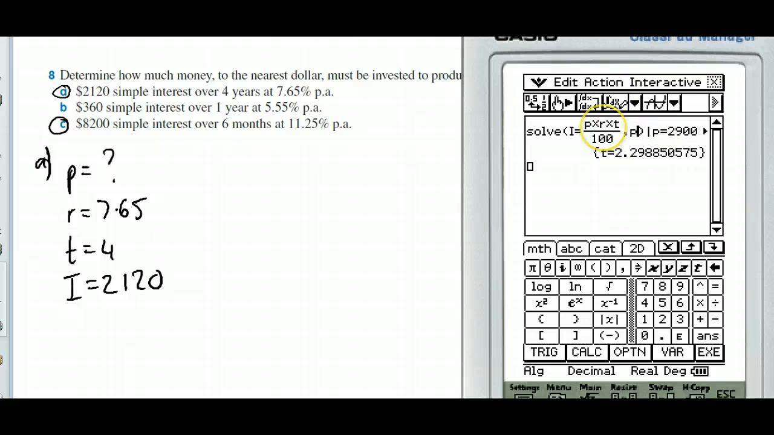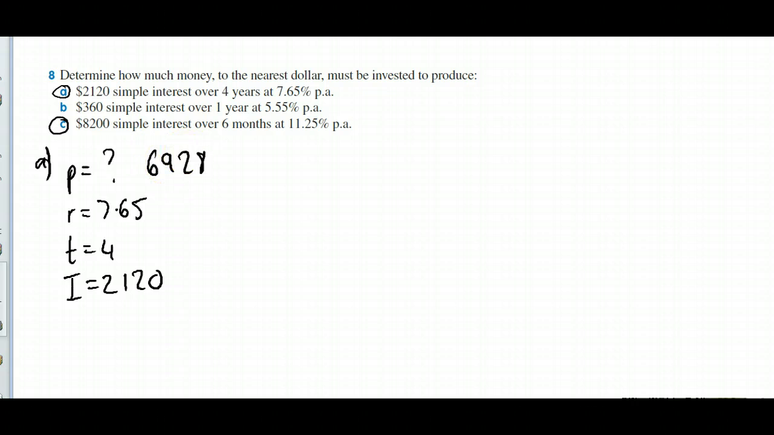Change the focus to P, and then we don't know P, so we'll get rid of that. Let's put in I equals 2120, R equals 7.65, and T equals 4. And then we get P equals 6,928.10 dollars. That's what we need to invest. That's what P needs to be in order to get that amount of interest.